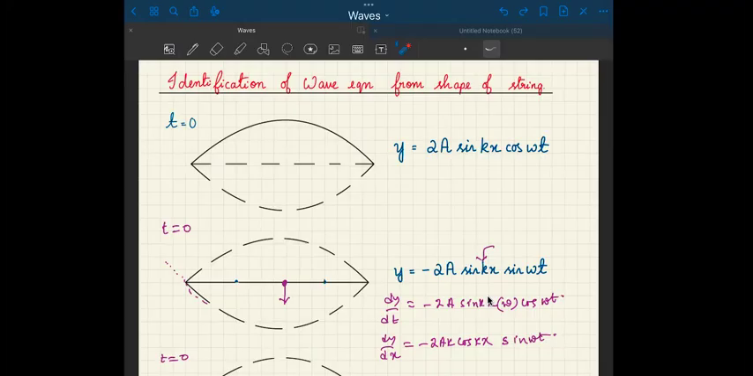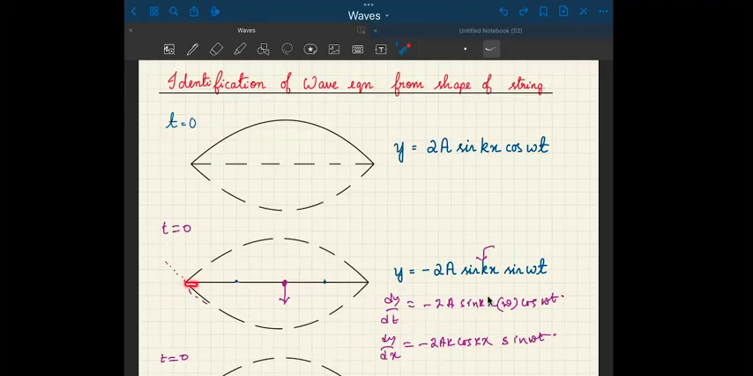How do you know? If you put t is equal to 0, see, remember, if there is 2A sin kx sin omega t, undoubtedly this shape refers to sin kx. But at that instant, every particle has maximum displacement. So it should not be the sin omega t term. It should be the cos omega t term. And then you will get positive.